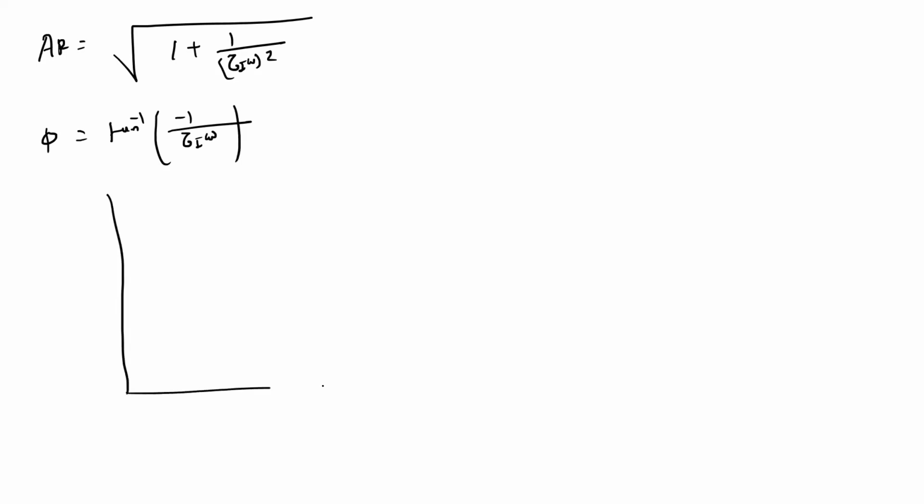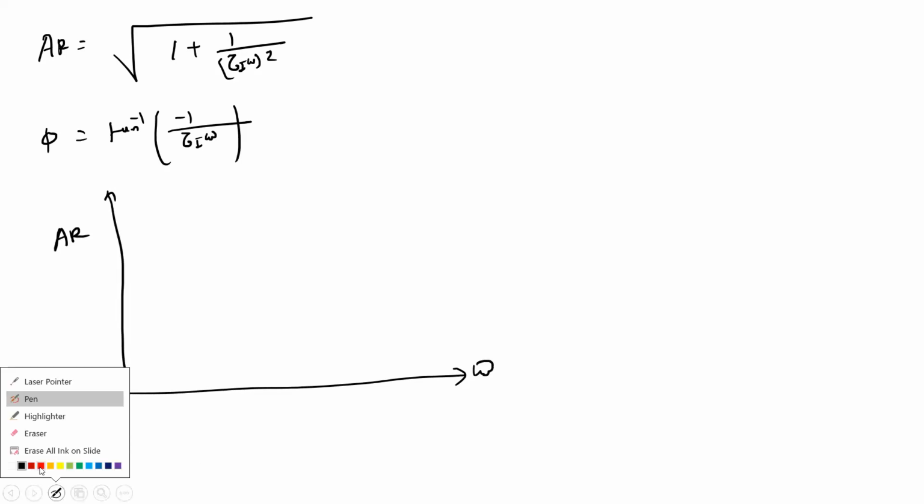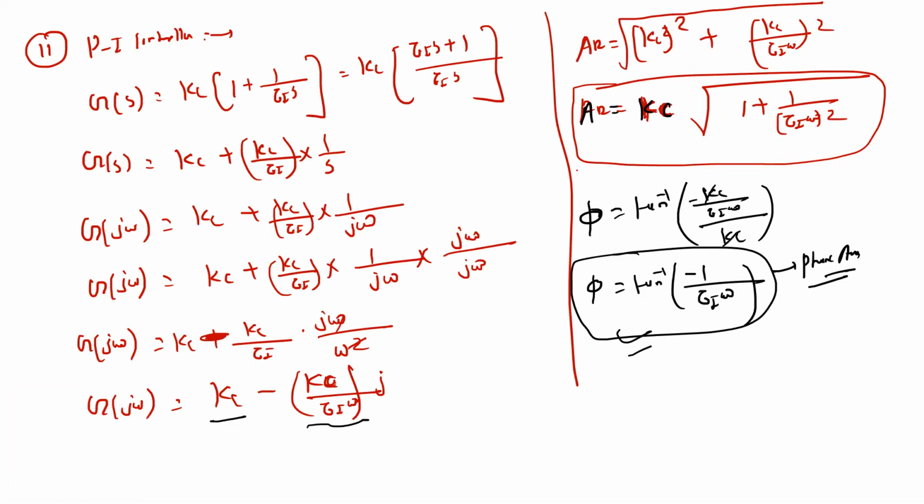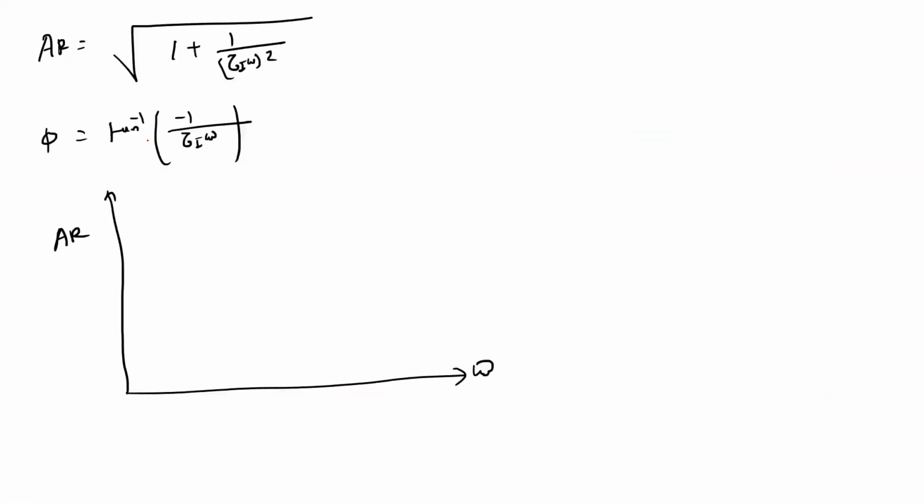So, if I want to draw the amplitude ratio versus omega, fine. I think it was a Kc over here. So here it is Kc. So let's say if omega tends to 0, what will happen? Omega tending to 0, 1 upon 0 is infinity. So your amplitude ratio tends to infinity. And if omega tends to infinity, your amplitude ratio will be 0.